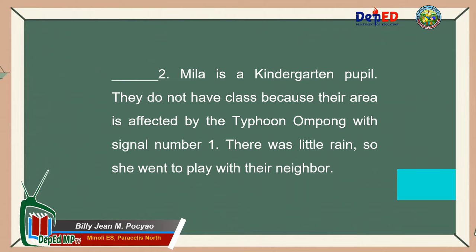Number 2. Mila is a kindergarten pupil. They do not have class because their area is affected by Typhoon Ompong with signal number 1. There was little rain, so she went to play with their neighbor. The correct answer is wrong.